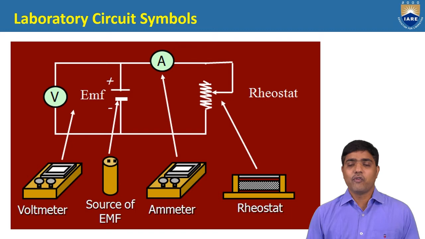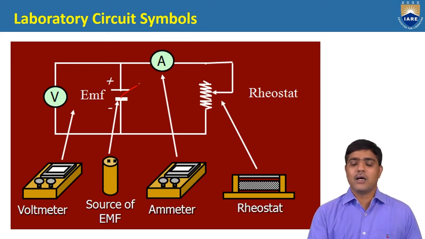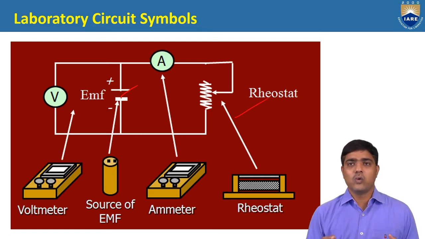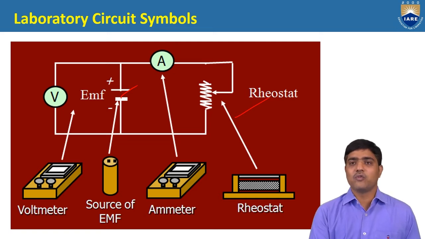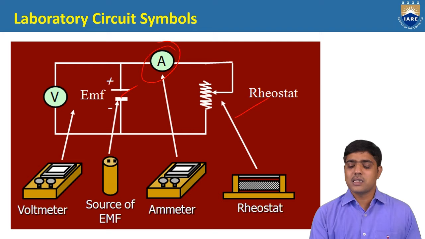And if you look at laboratory circuits, this is how you connect the circuit in the laboratory. Here you have the EMF or source, and here you have the rheostat, and you have connected two meters: one is the voltmeter to measure the amount of voltage applied to the circuit, and the ammeter to measure the current flowing through the circuit. And what is the rheostat?